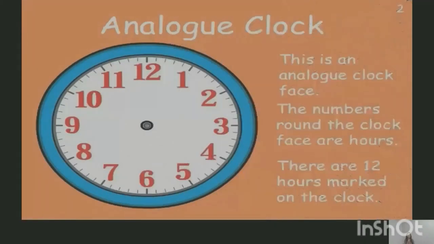Now let us study the analog clock. So this is an analog clock, and this is what the face of an analog clock looks like. The numbers written are 1, 2, 3, 4 till 12. These numbers round the face are hours. There are 12 hours marked on this clock.